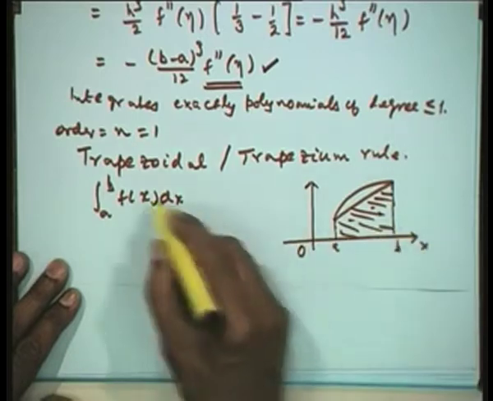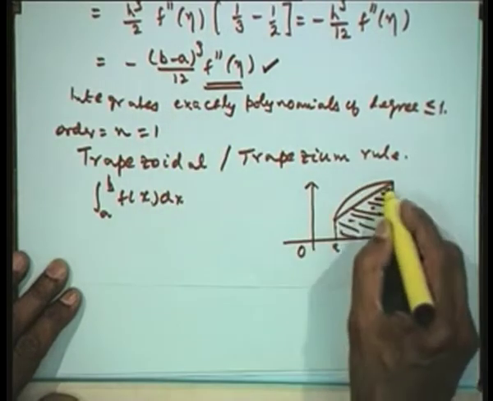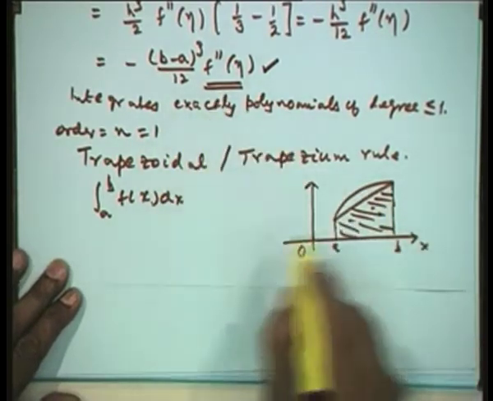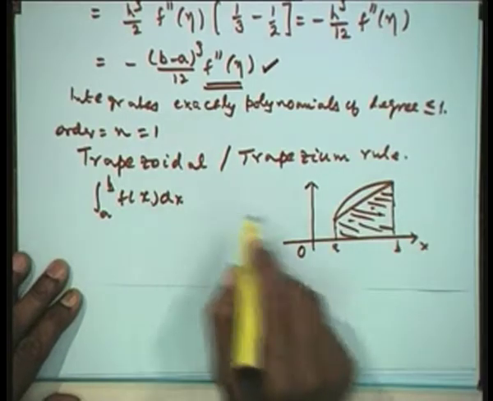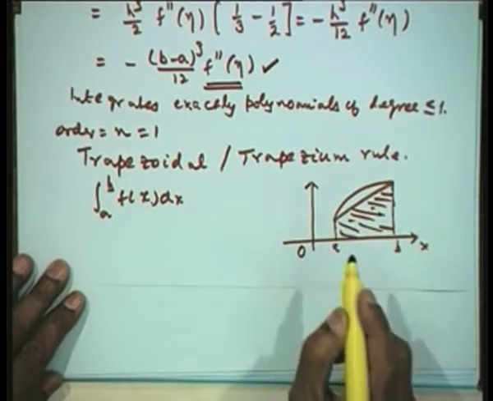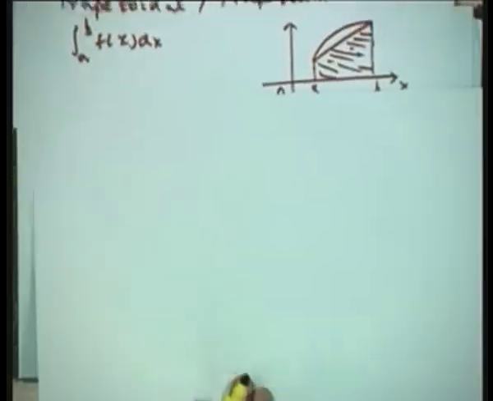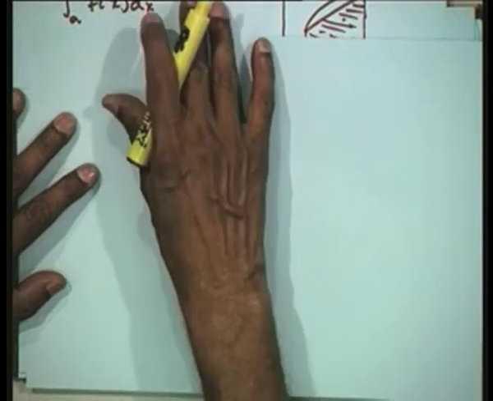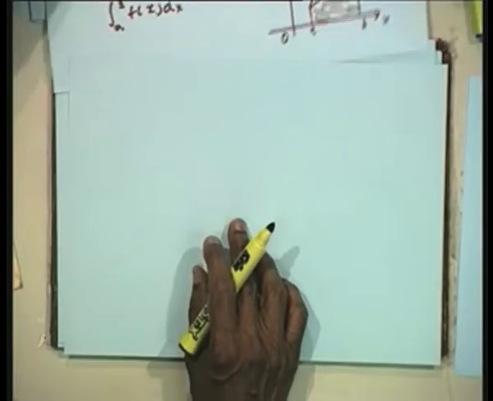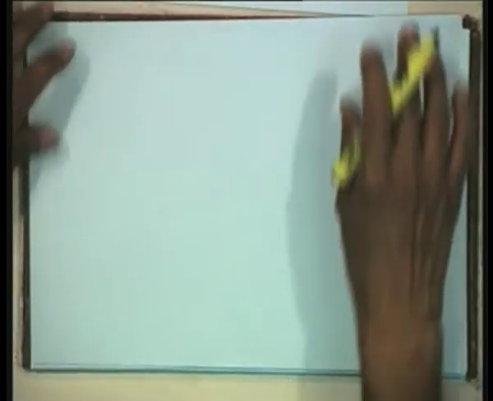This is nothing but the area of a trapezium. Now, if you look at this trapezium, this is nothing but the area of the trapezium. Therefore, it is called the trapezoidal rule or the trapezium rule. Now, the order of the formula is only 1, therefore it is very useful. At the same time, we would like to have better formulas.